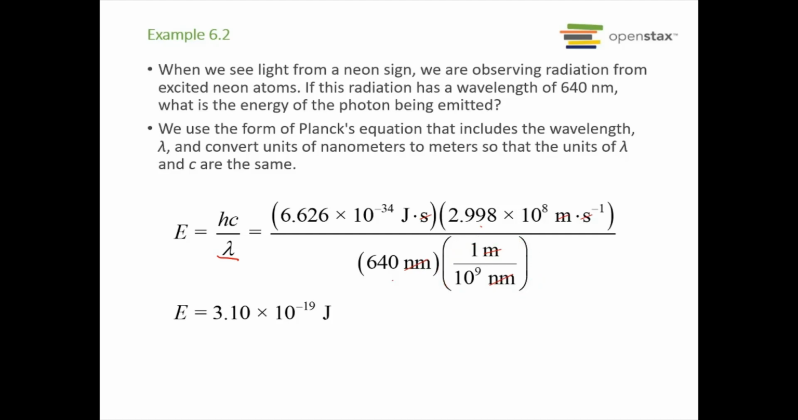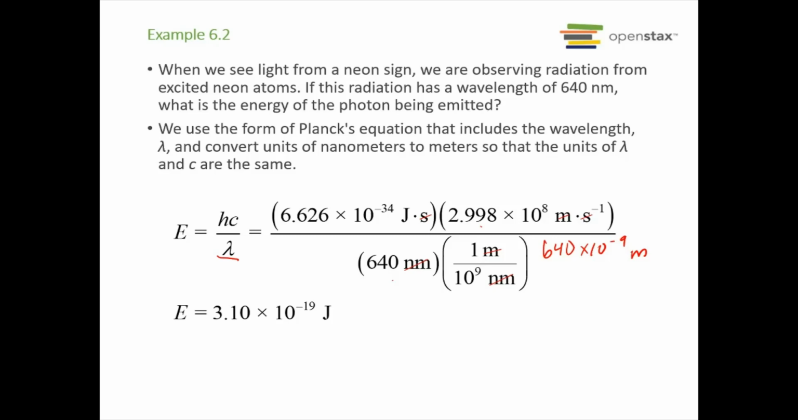You could do it like this, or you could just write 640 times 10 to the negative 9th meters if you want, because 1 nanometer is 10 to the negative 9th meters. Plug that into your calculator and you get 3.10 times 10 to the negative 19th joules.